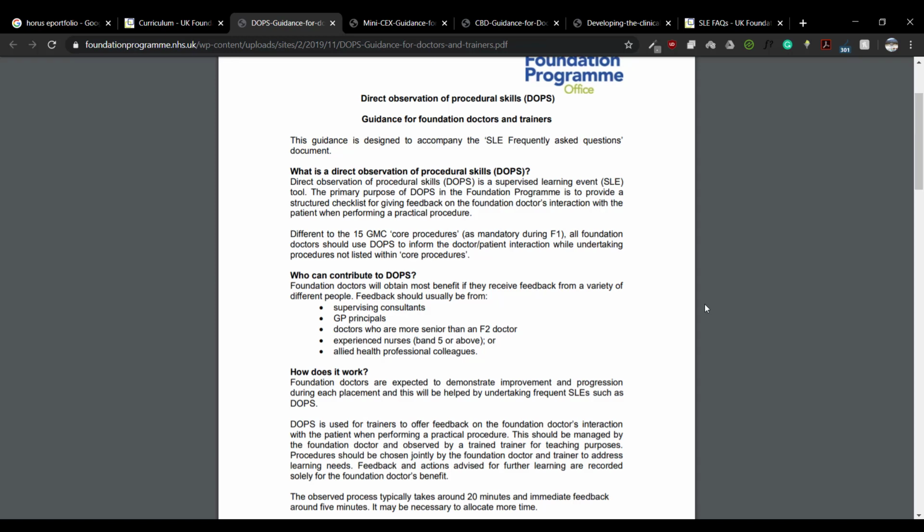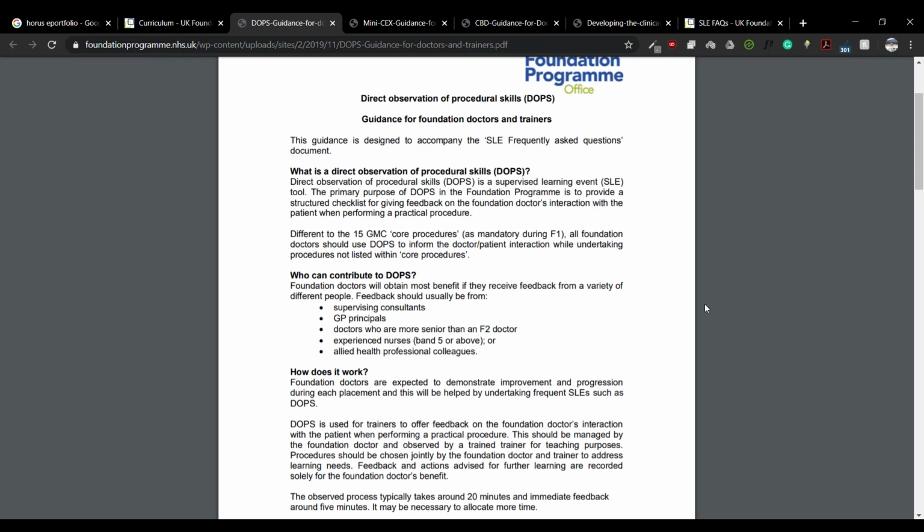There are 15 GMC core procedures an F1 must do. F2 doesn't have the core procedures, but as we said previously, an IMG probably has not done them. An IMG with full GMC registration and internship back home has not done the F1 year in the UK. The core procedures include venipuncture and cannulation. If you just Google GMC F1 core procedures, you will find all 15. And to be honest, you can get it done even in your F2, just to show that you can do a procedure.